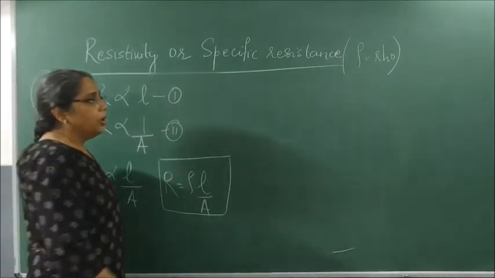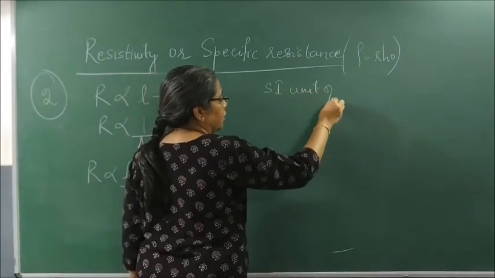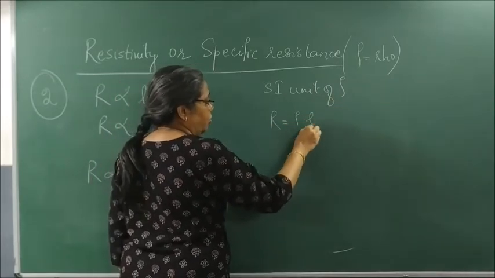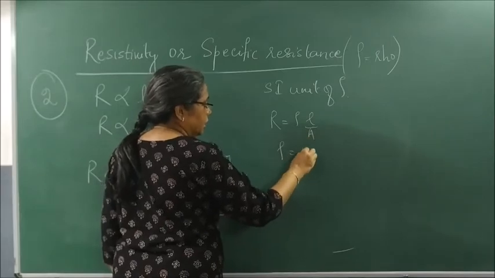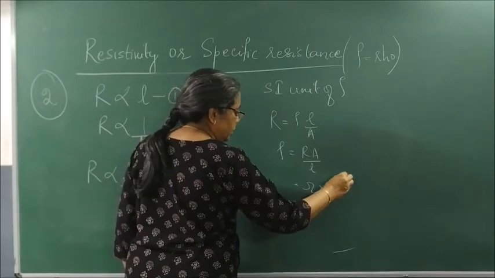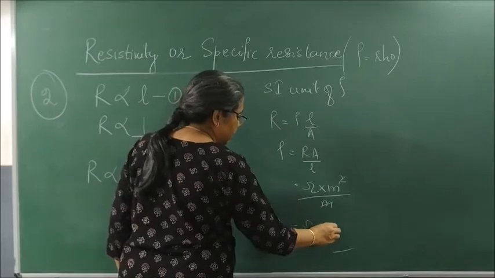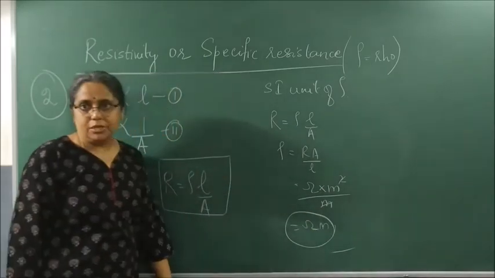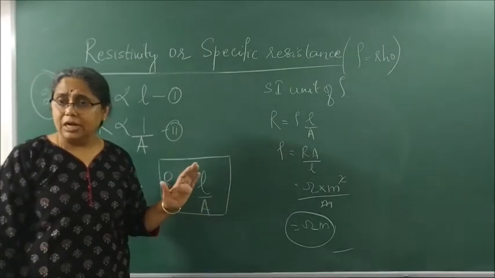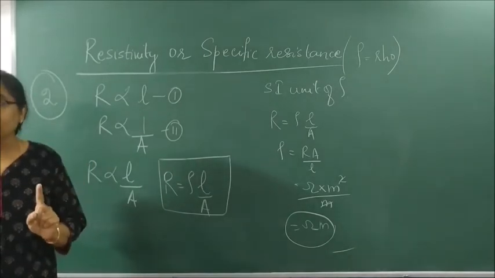Now we talk about SI unit of rho. Then I have to find out the SI unit of specific resistance. I say, cancel. So rho is equal to what? Ohm meter. Clear?